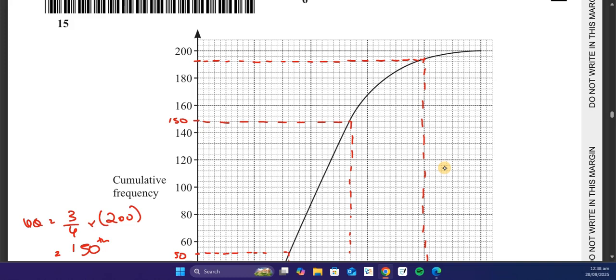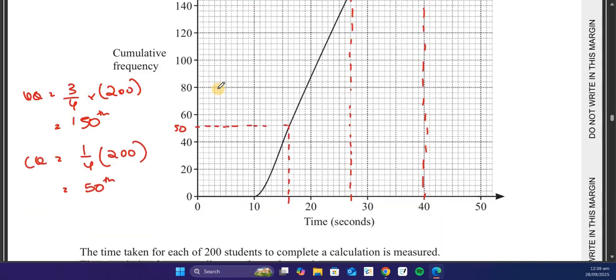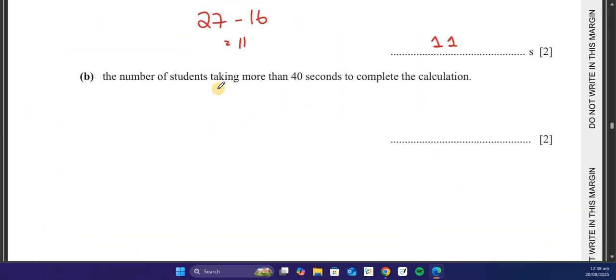So this should be around 190, I suppose, or 192 or 194. We could take any value in that range. Let's go for 194 because it's closer to 200 and it's closer to 180. So let's just go for a middle value. We're going to take 194. So 200 minus 194 is 6.